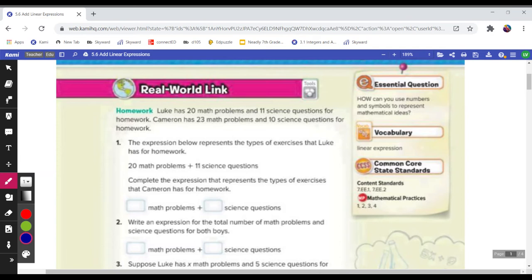Number 1. The expression below represents the type of exercises that Luke has for homework. So 20 math problems and 11 science questions. Complete the expression that represents the types of exercises that Cameron has for homework. Well, it states that Cameron has 23 math problems and 10 science questions.